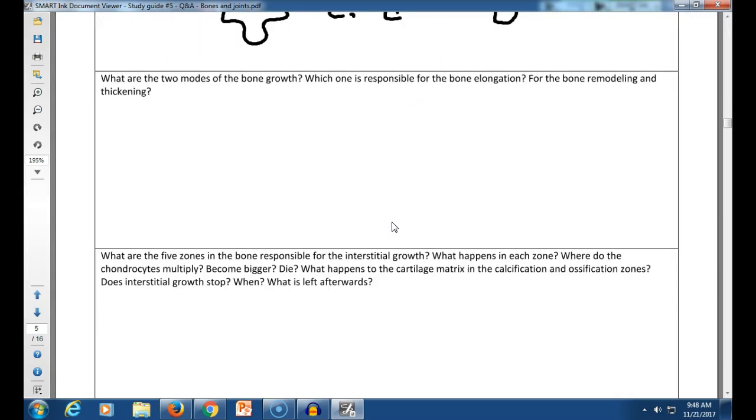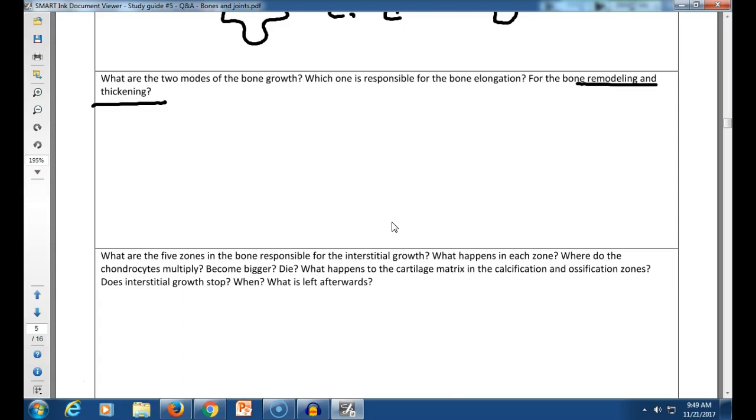Two modes of bone growth, appositional and interstitial. Now, it's slightly different from cartilage. Interstitial growth is responsible for making bone longer. Appositional is responsible for remodeling and thickening. Okay? So there are 5 zones responsible for the growth of the bone.